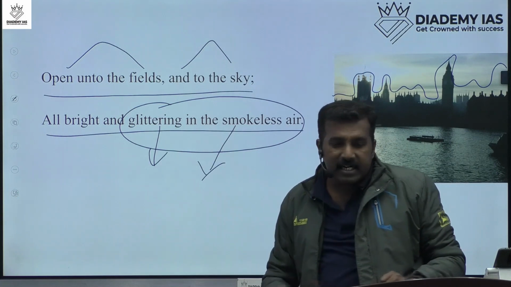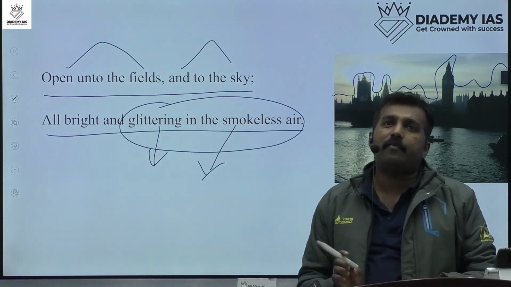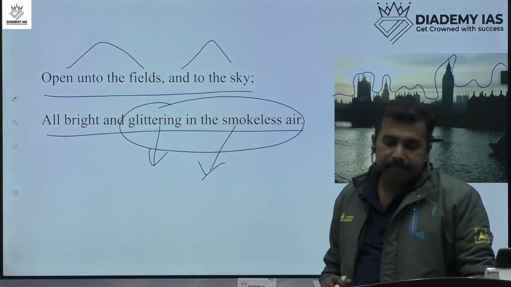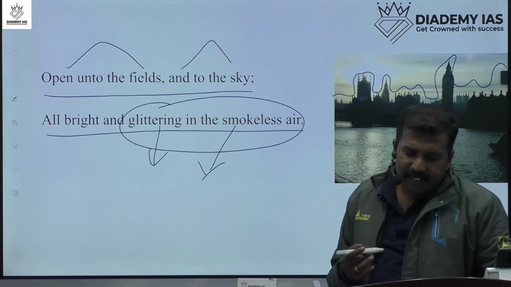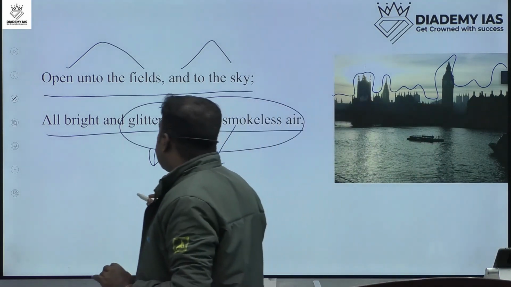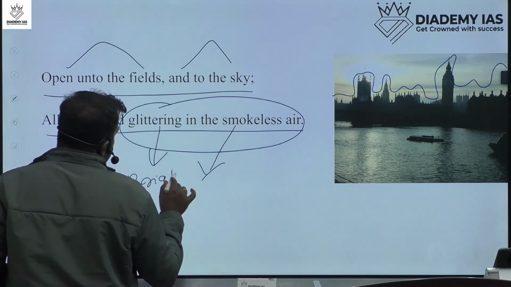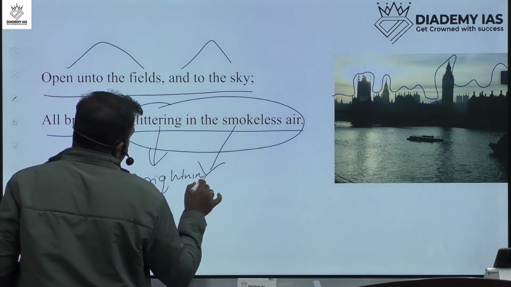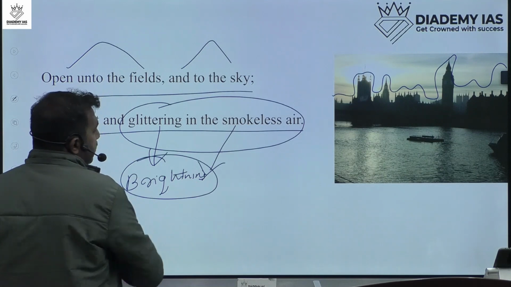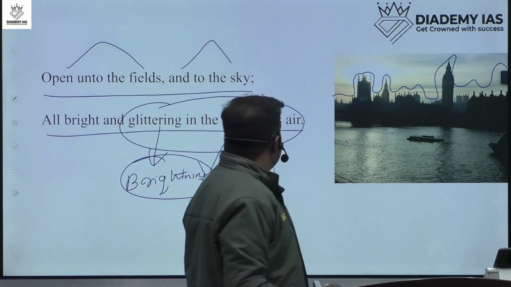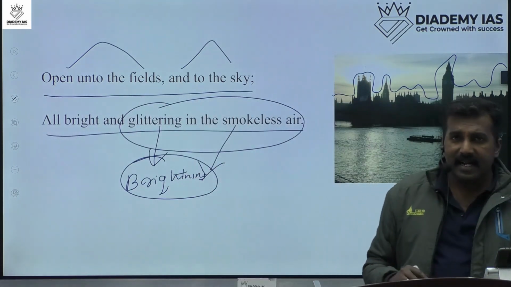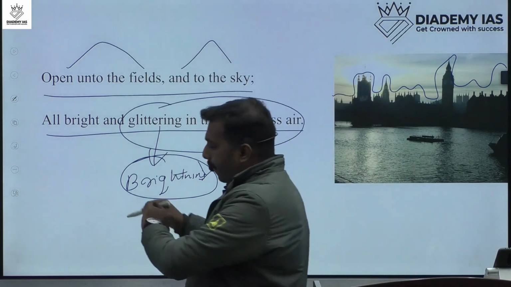What is the word meaning of glittering? The word glittering means brightening. Okay. Glittering means brightening. Okay, so these are the important points in these lines. And let's move to the next line.